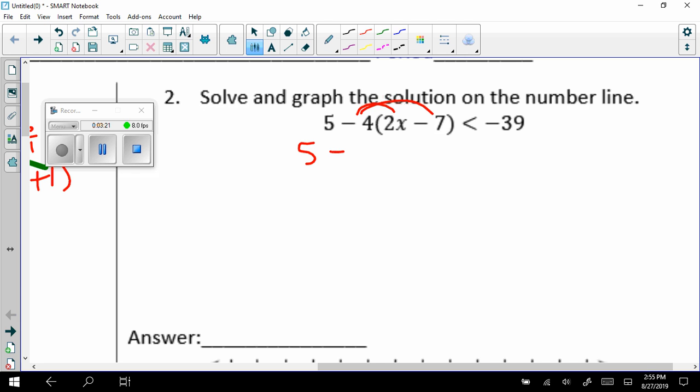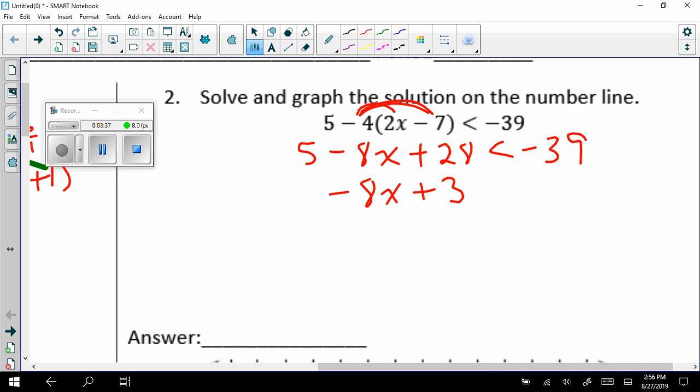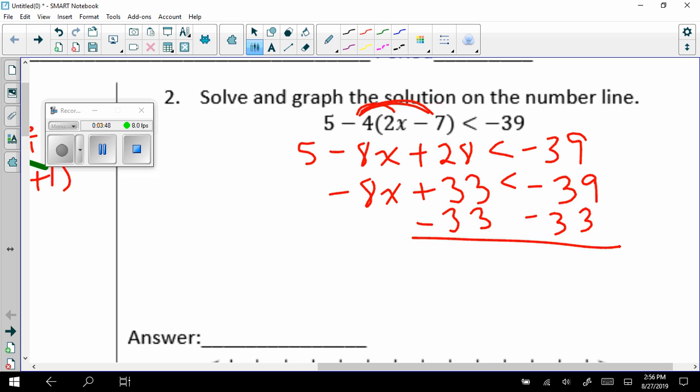So negative 4 times 2x is negative 8x. Negative 4 times negative 7 is a positive 28. And then I'm going to go ahead and combine my like terms. So negative 8x, 28 plus 5 is going to give me 33. And then I've got a 2-step inequality here, so I'm going to subtract my 33. Getting negative 8x is less than, signs are the same, so I add and keep the sign. And dividing by negative 8.